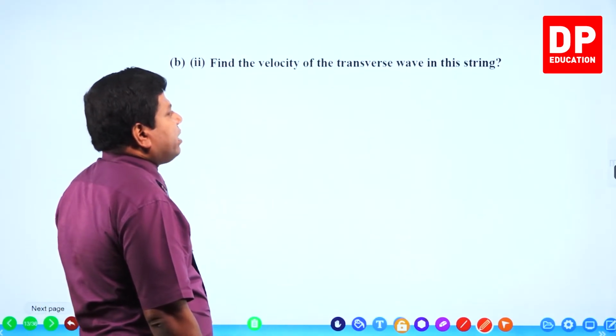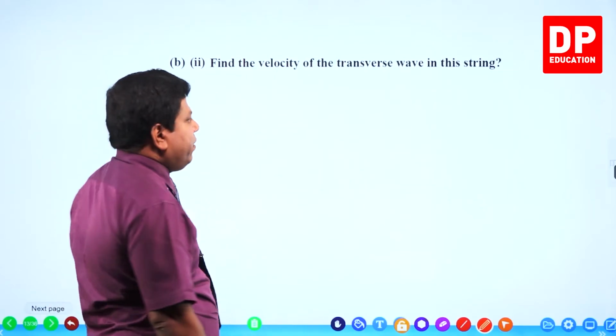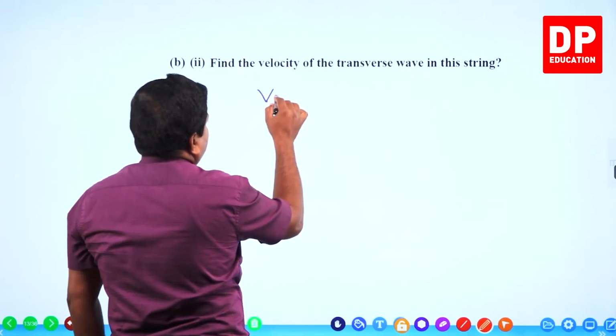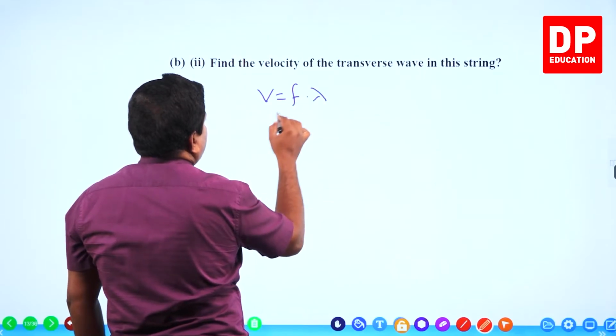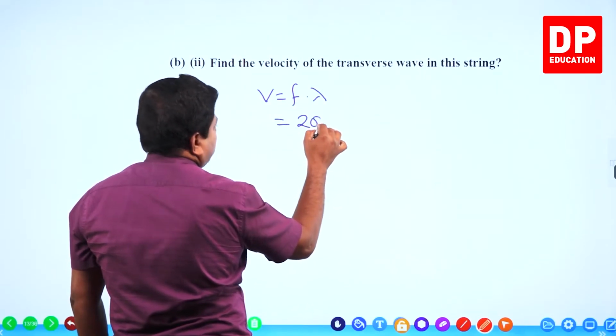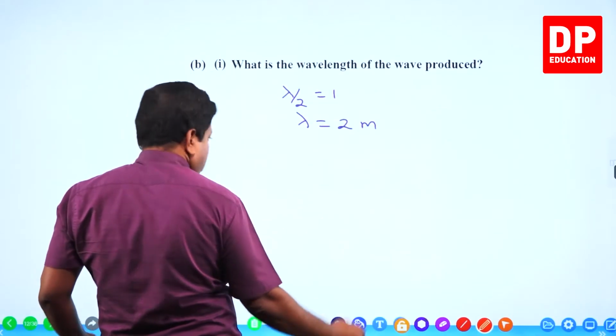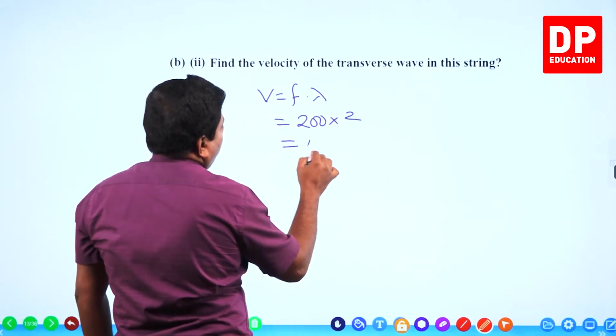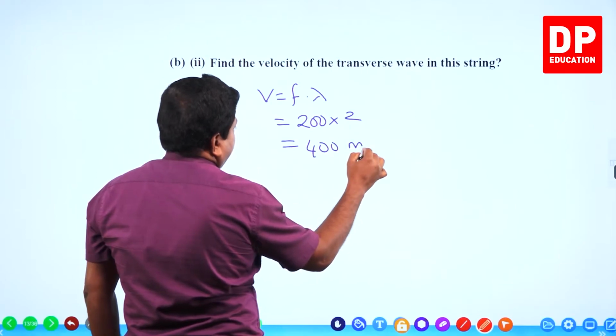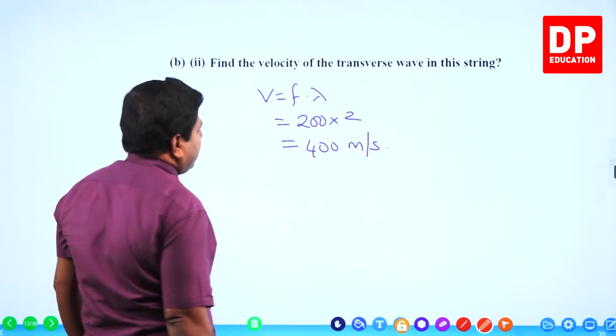Find the velocity of the transverse wave in this string. V equals f lambda. We know the f, we know the lambda. Substitute. f is 200, lambda is 2. So you get 400 meter per second.